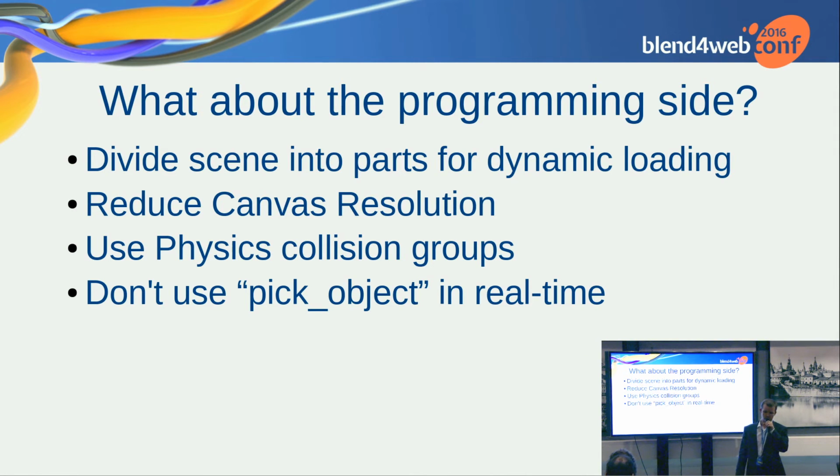As for physics, when we are bound by the CPU and you find out that the biggest evil is physics, then we need to take a look at a really good tool built into Blender. This is collision groups. So carefully track which objects collide with which. This can save a great amount of CPU performance.